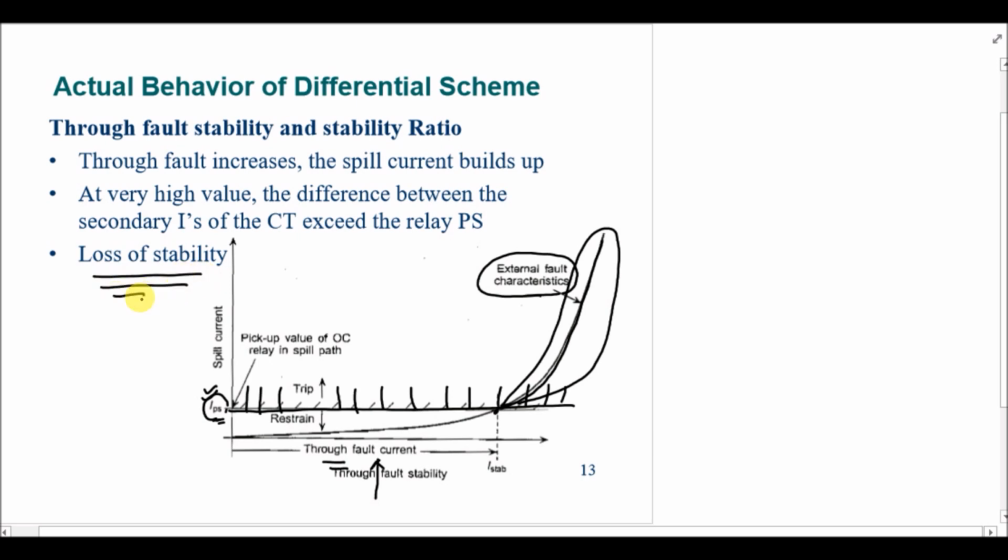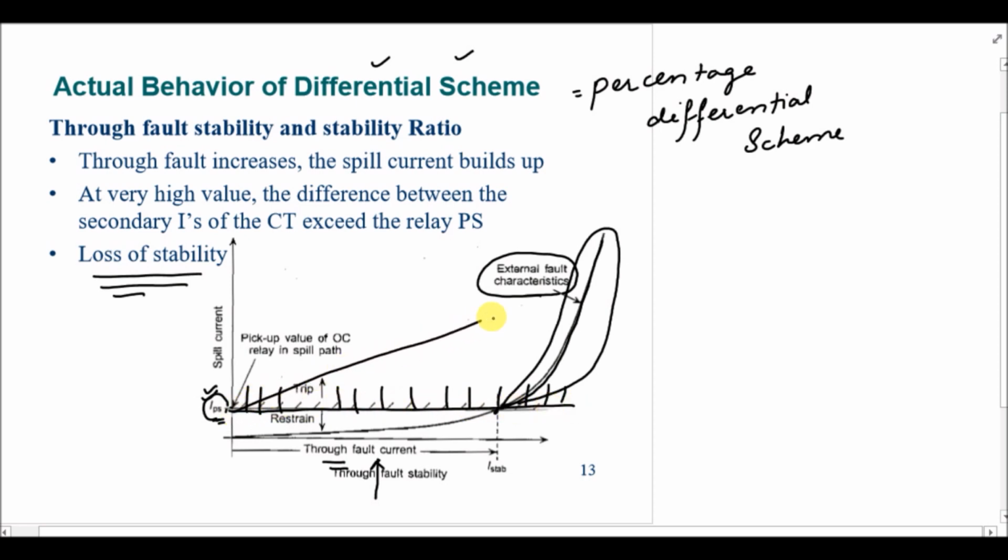And that's why we usually do not use the plain differential protection scheme. We use a percentage differential scheme, in which we actually tilt this line slightly.